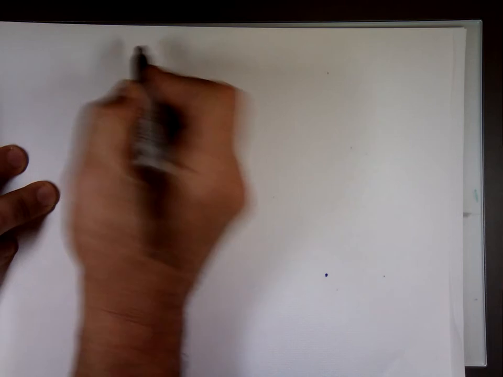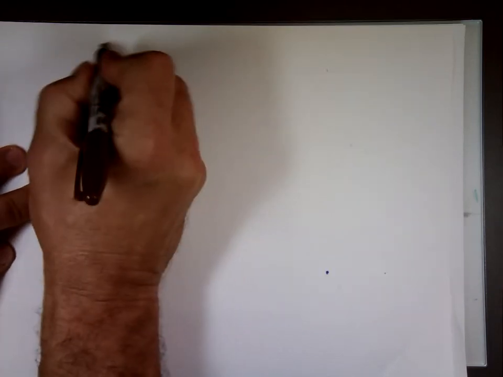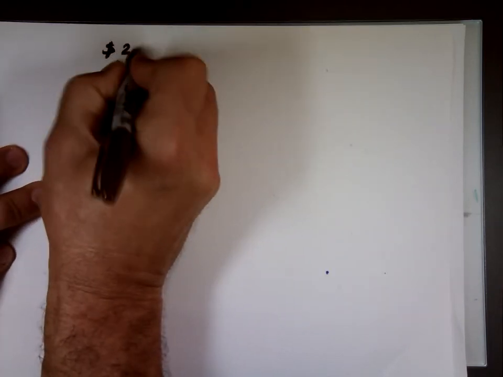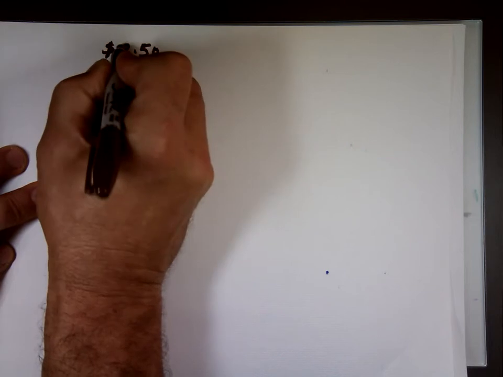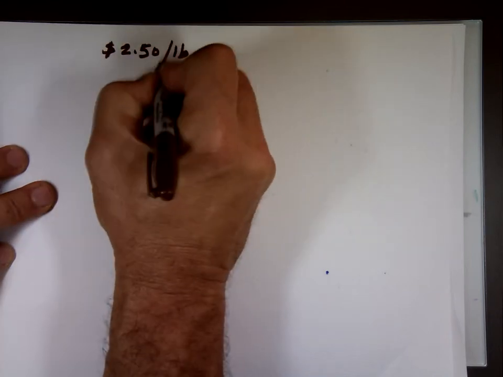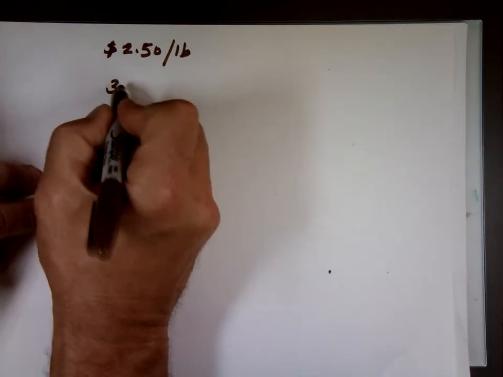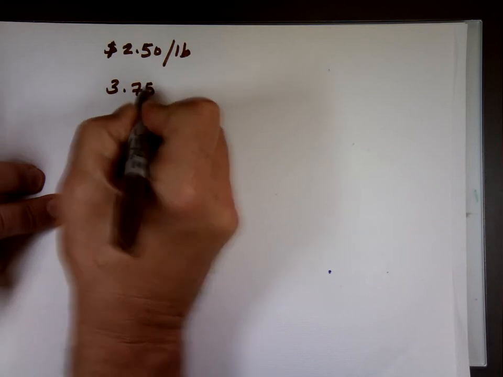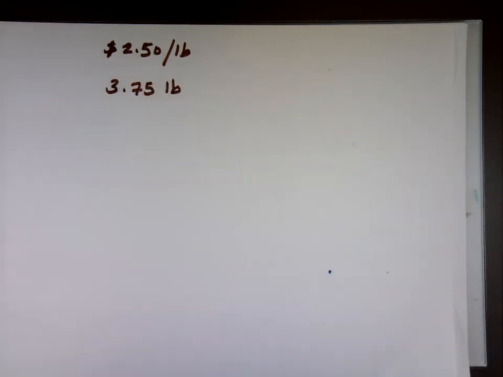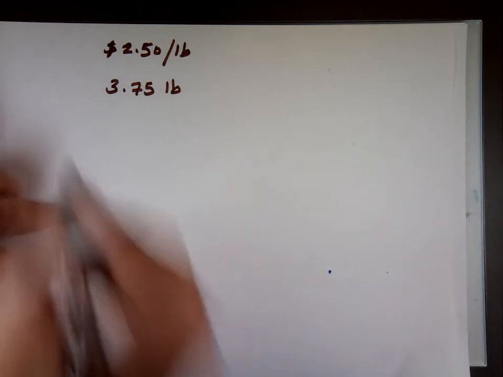Let's say they were selling the apples for $2.50 a pound. And I took a bag and I threw some apples in them and I got 3.75 pounds. How much is it going to cost me to buy them? What is my cost going to be?